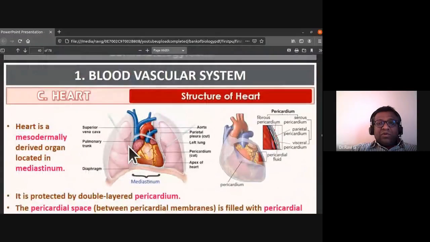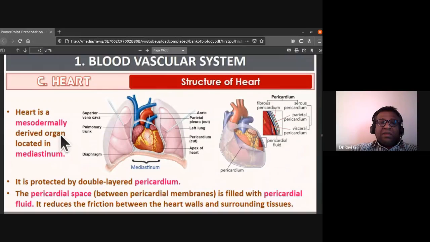Let us discuss the structure of the heart. The heart is a mesodermally derived organ and it is located in the mediastinum, the space where it is located. You can see that it is in between two lungs, and there is also a diaphragm. The heart is located at the center of it. The heart is a little tilted towards the left side, so the tip or apex of the heart is tilted towards the left side.